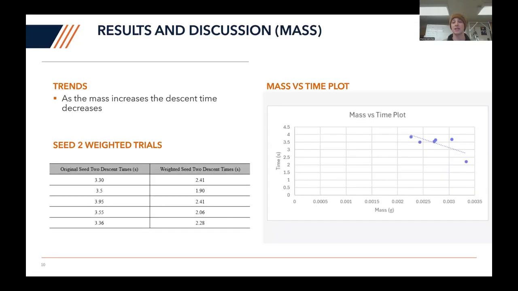Firstly, starting with mass, as we plot the mass versus time, there is a decreasing trend where as mass increases, time decreases. We can further prove this by creating a controlled experiment where mass is the only variable using C2. On the left side of the table are the times of the unweighted C2, where then we added weight to the experiment, and the times for C2 descent significantly decreased. Both of these solidify the point that mass heavily contributes to decreased descent times.